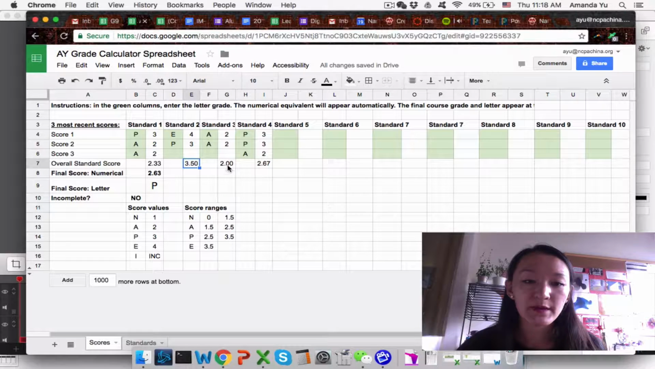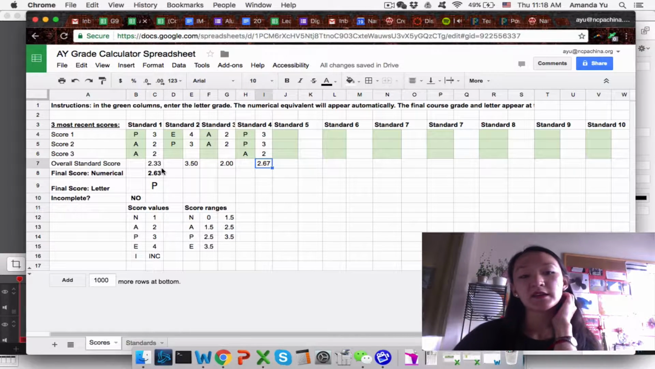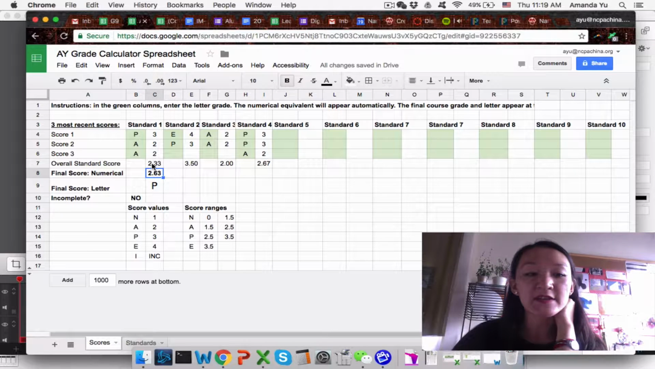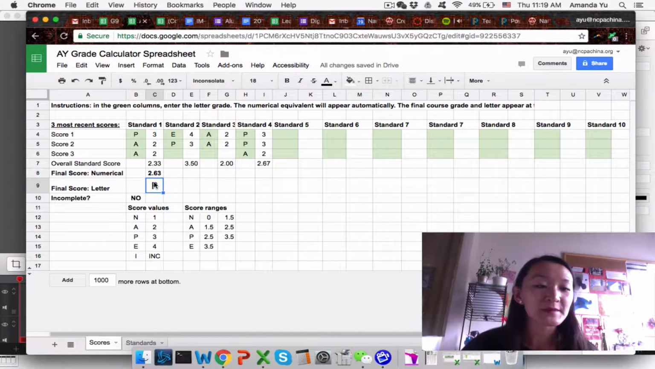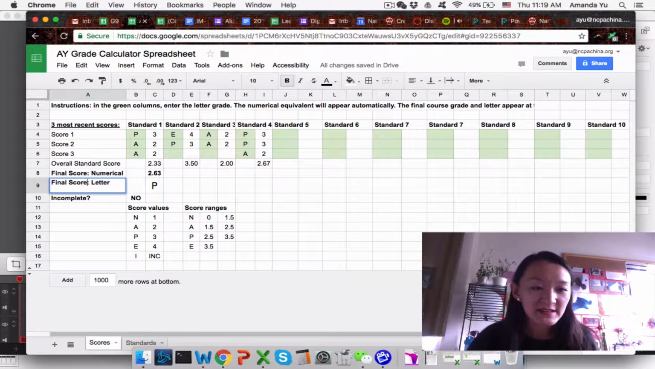So here it's 3.5, 2, and 2.67. And then this number here is an average of these 4 numbers. So here are your final grades for each standard, and here's your final number score for all 4 standards. And now we come to the final grade.